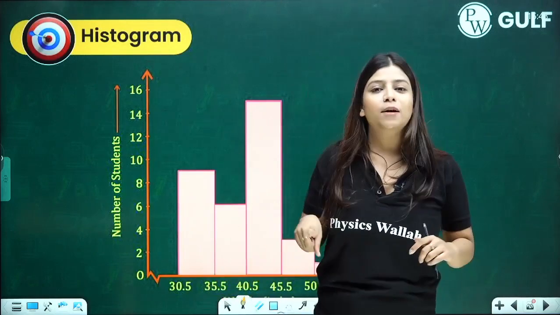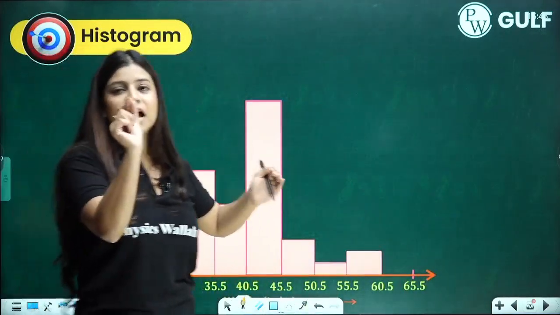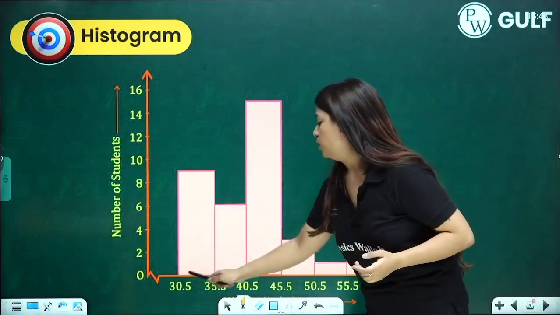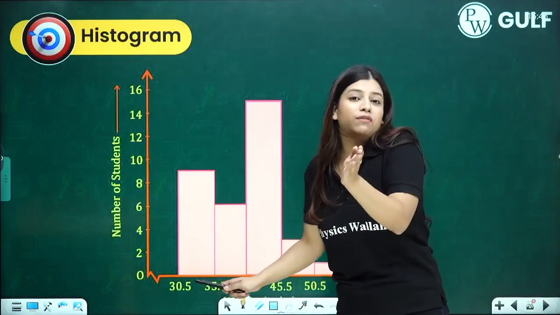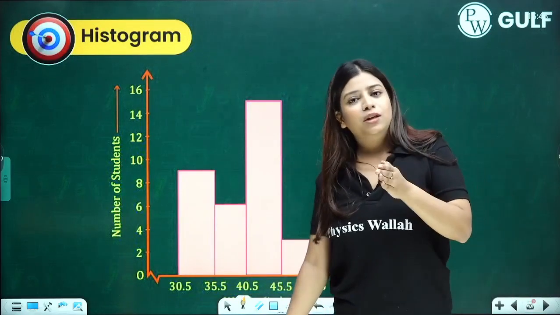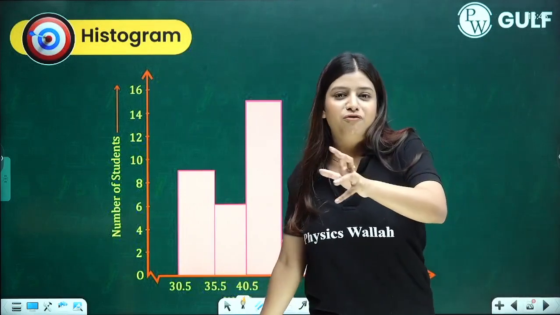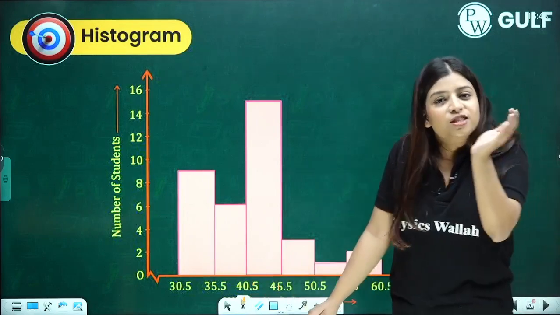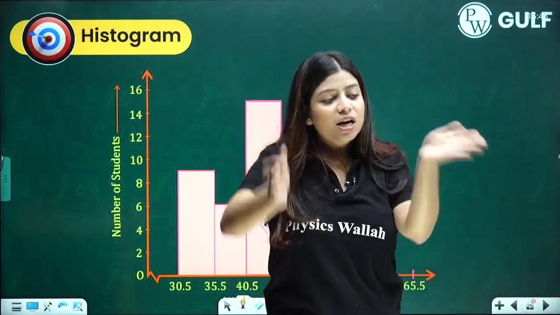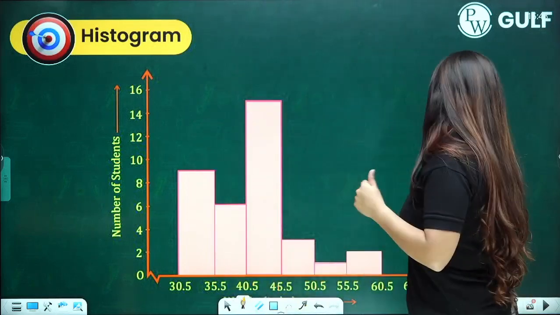But when we talk about a histogram, that means one continuous data in the form of class intervals. Over here, as you can see, here to here represents 30.5 to 35.5. From here to here it represents 35.5 to 40.5. From here to here it represents 40.5 to 45.5 and so on. So this is continuous. Just where the first ends, the other one starts. So this is what is known as a histogram.